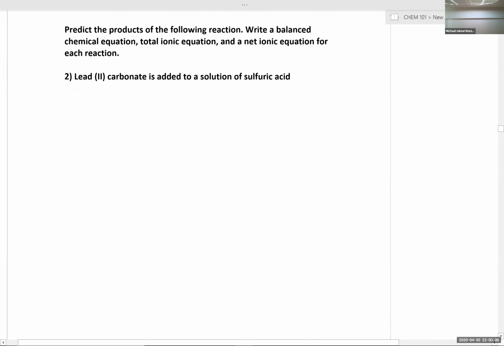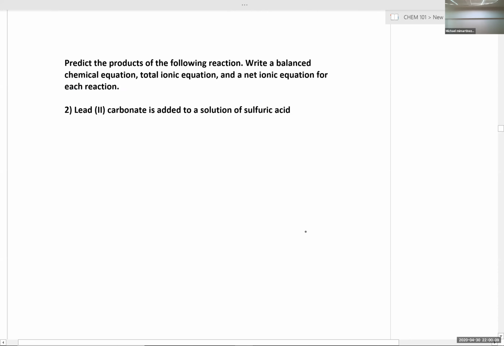Let's look at one more reaction. This one's pretty interesting. So we have lead 2 carbonate added to a solution of sulfuric acid. Now, before I let everyone loose to work on this problem, let's first start by predicting the formula. Would someone like to tell me what is the formula for lead 2 carbonate? Yep, exactly right. PbCO3. Okay, sulfuric acid is our good old friend, H2SO4 aqueous.